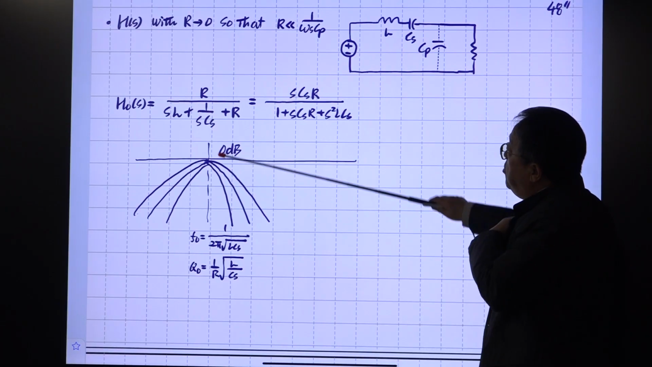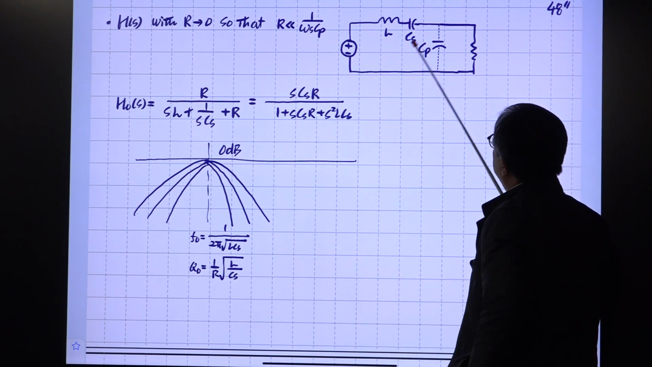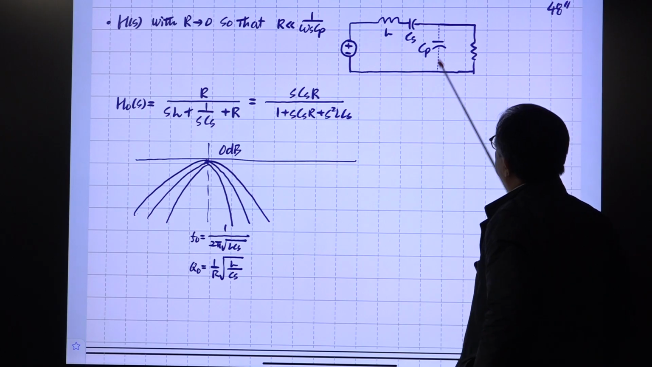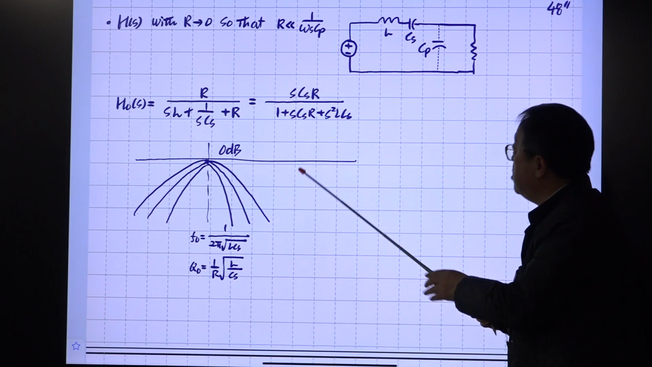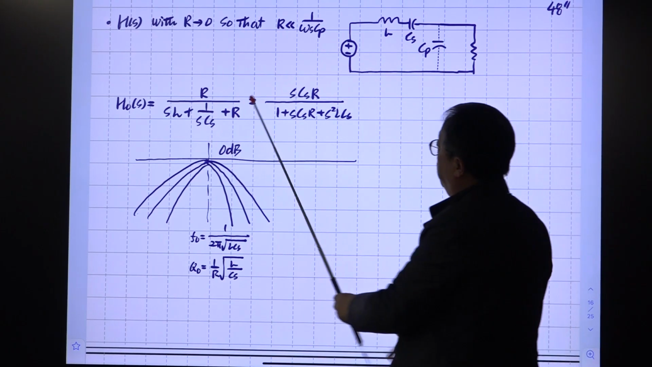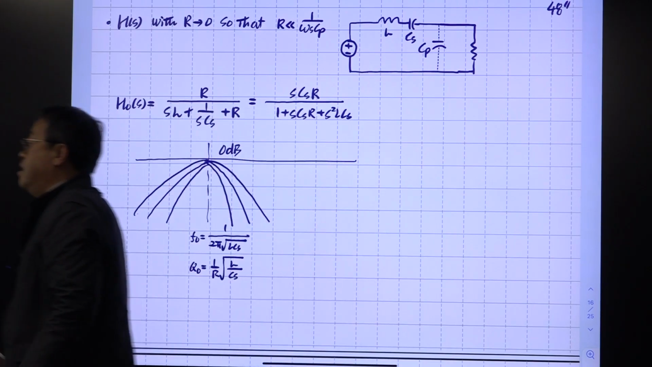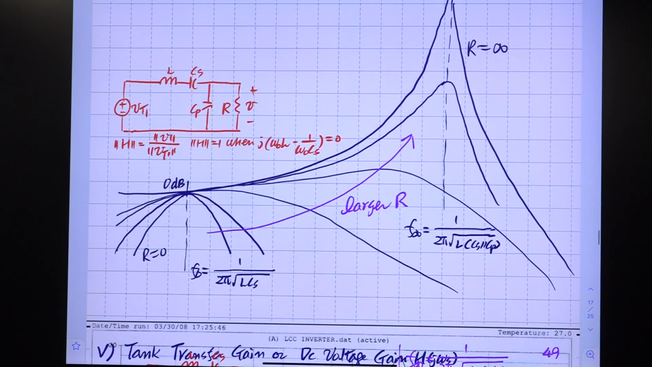Okay. This center frequency gain is when this L and the CS resonate, then this voltage and this voltage should be the same because the impedances cancel to 0. Then this voltage should obviously be the same as this one. So at this center frequency, the transfer function gain or DC gain is just 1. So we combine them together, okay? Graphically combine them together. Then we have this picture, right?